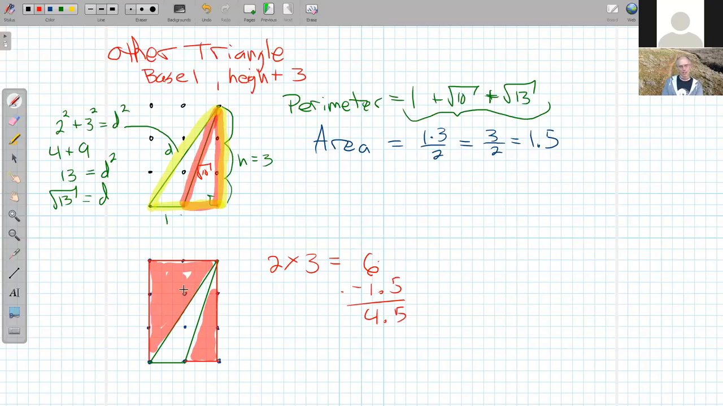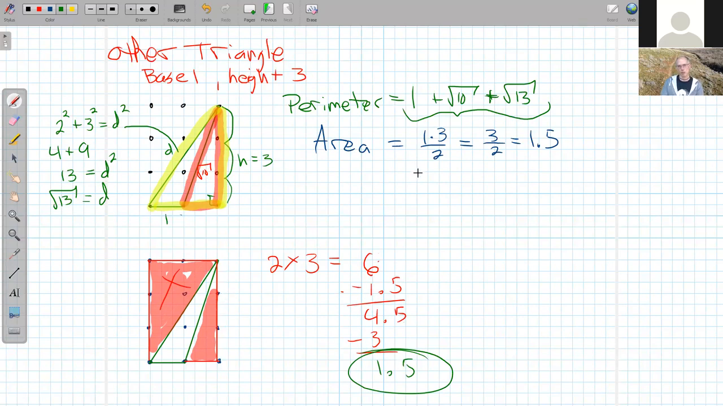Take away that 1.5. That leaves me with 4.5, right? Yep. And then this bigger triangle up here is half of the whole thing, so it must be a 3. So if we take away 3, the only thing left is the green triangle, which must be an area of 1.5. So even if I only believe that 1/2 base times height applies to right triangles, I can still play around and come up with the area.